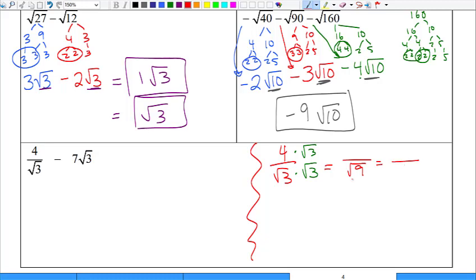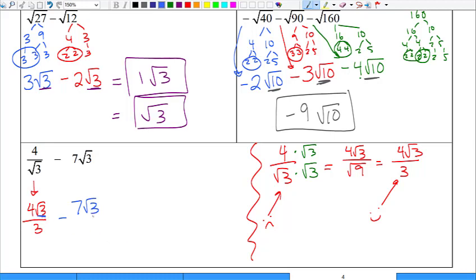And why is that helpful? Because root 9 is plain 3. So we started off to have a radical on the bottom, and then we're going to end without a radical, and that makes us happy. In the top I have 4 root 3. Now the 4 is on the outside, the 3 is on the inside, so they don't get to multiply. So I can rewrite 4 over root 3 as 4 root 3 over 3 minus 7 root 3.